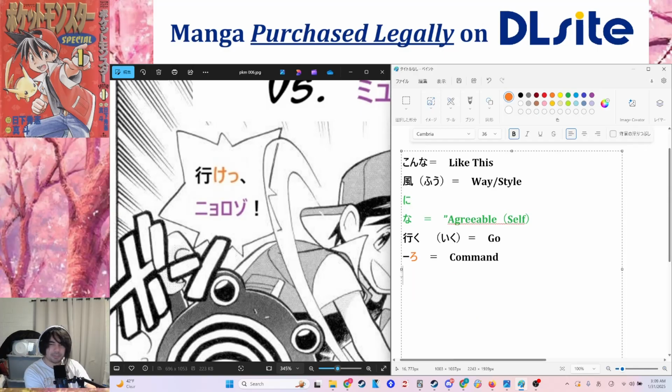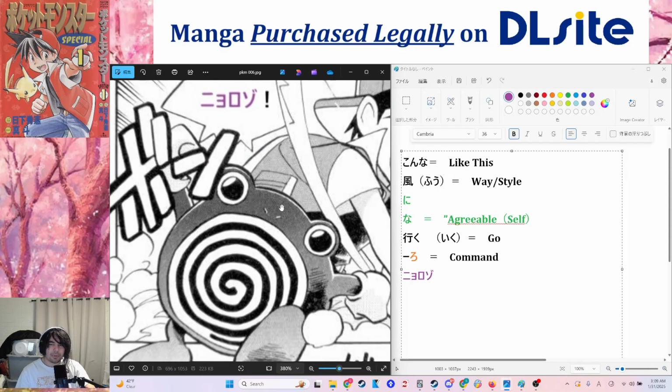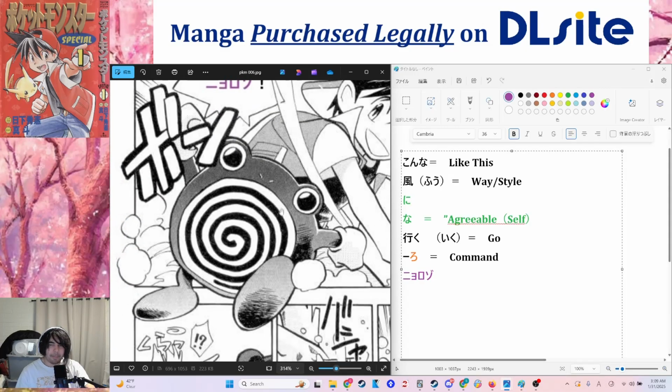Next up, we've got ourselves yet another Pokemon name, Nyorozo. Unfortunately, this one isn't going to be quite as simple as Mew's name because this is going to be completely different. As you can see here, Nyorozo is the name of Poliwhirl. I'll be real with you guys. I actually don't know all of the Japanese Pokemon names or why they're called what they're called. So I went ahead and looked into it a little bit so that I could teach you guys what all of these names mean.